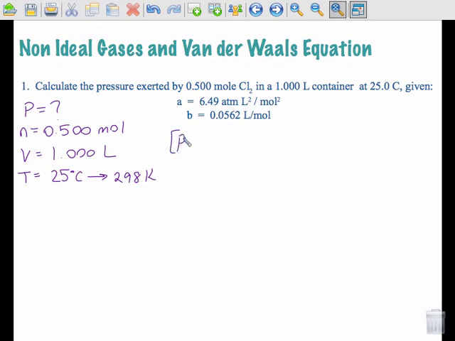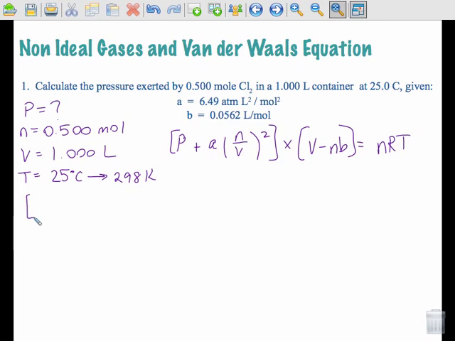So it's P for pressure plus A, which is your variable given above, times n over V, moles over volume, squared, close that bracket, times volume minus number of moles times B, and that all equals nRT. So it's really just correcting for the pressure and volume here. That's what it's correcting for. From here, it's simply just plugging in and solving. It is a big, long equation, so I'm going to write it below here.